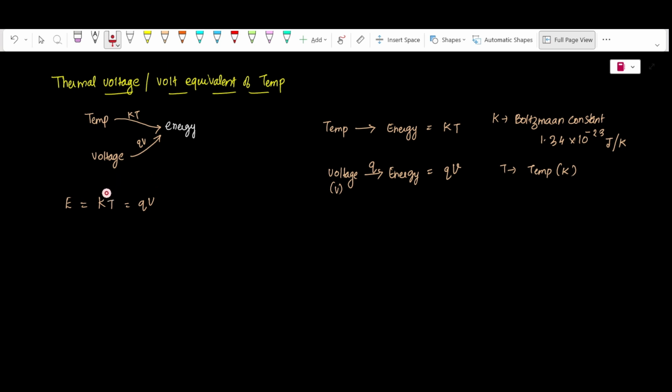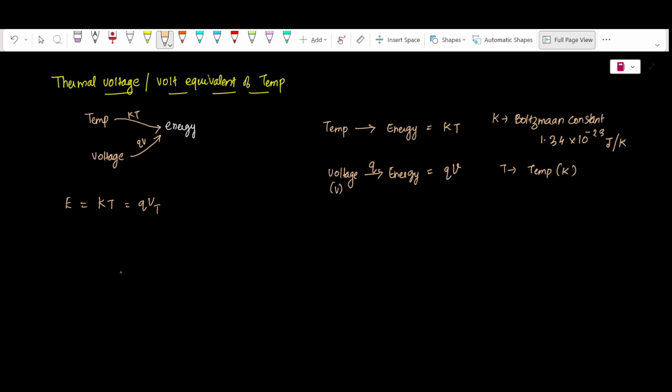As a result, a voltage can be assumed to be generated. Temperature is a physical quantity and voltage is an electrical quantity, so you can quantify the variations of temperature as a measure of voltage. From this expression, I write this V as Vt to show that it is the voltage generated due to this temperature T. So kT is equal to Q times Vt.